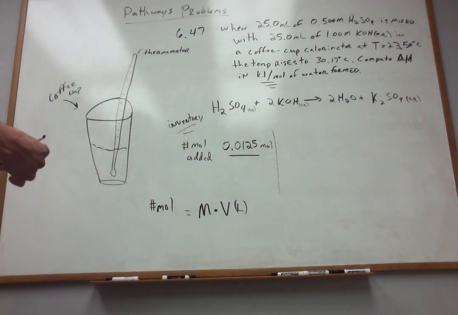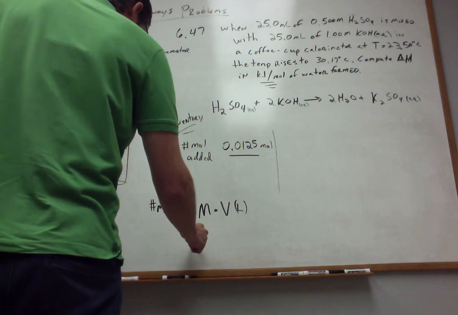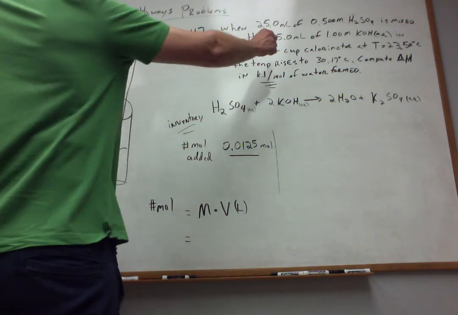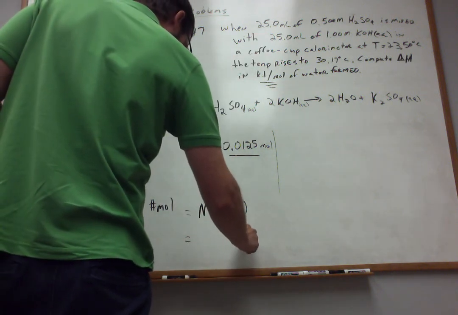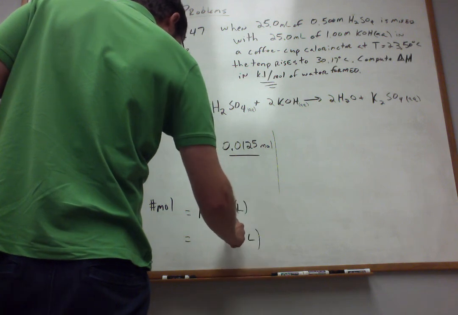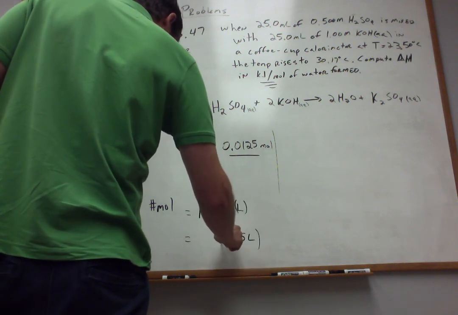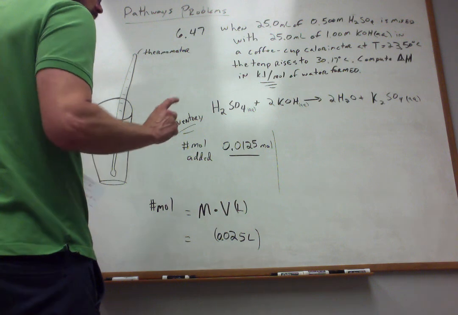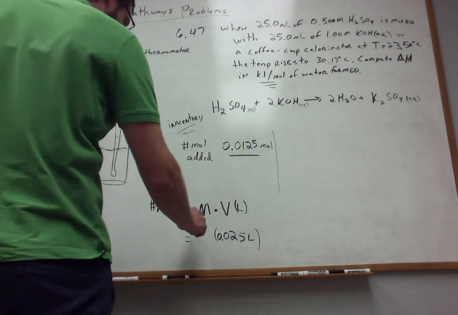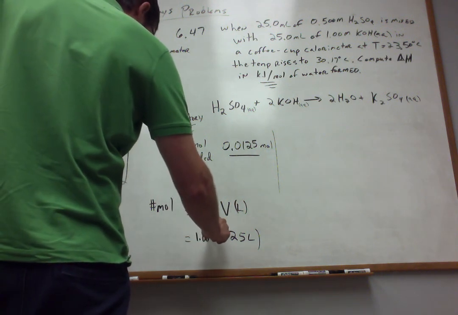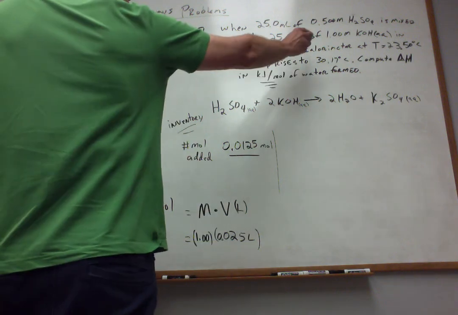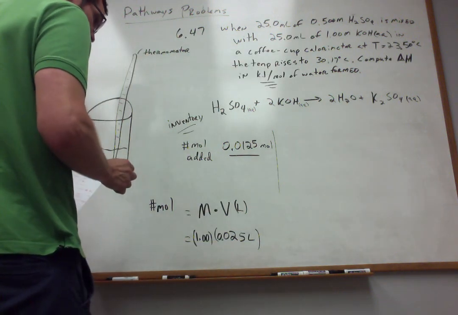But I'm going to use the exact same equation, okay? So it's for KOH, which is a strong base. I've got 25 milliliters again, which if I convert to liters is 0.025 liters. But I need to multiply that by 1.00 moles per liter because my molarity is different. It's twice as big, okay?